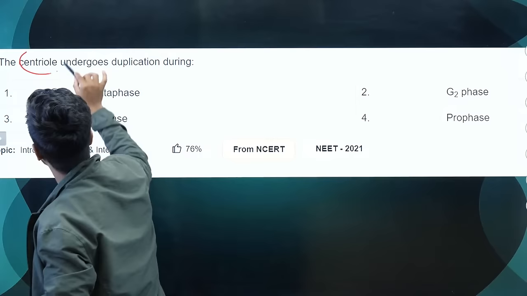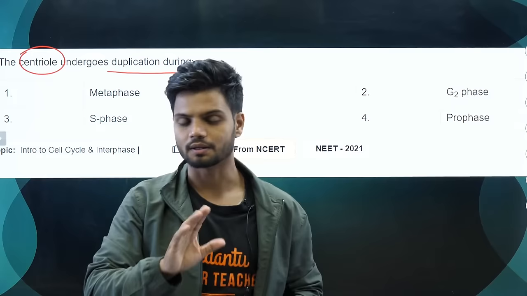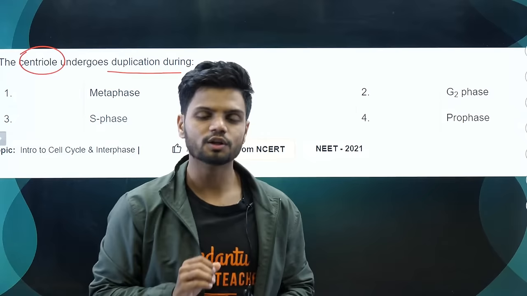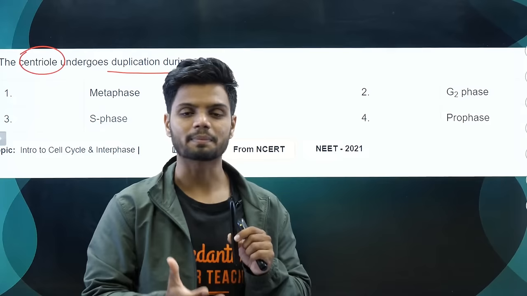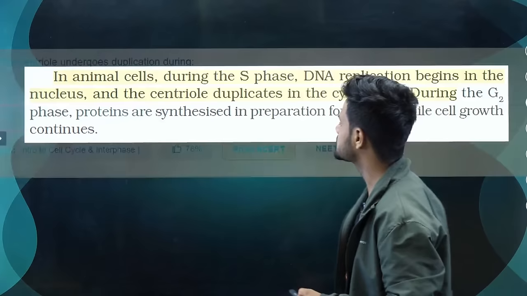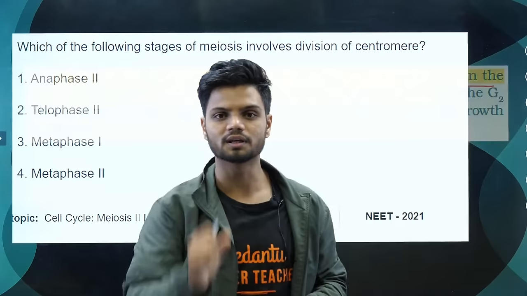Centrioles undergo duplication during. Now, centrioles are involved in pulling apart your chromosomes. Yes. Now, centriole duplication happens at G1 or G2, yes. If you read the lines of NCERT, along with the duplication of DNA, centrioles are also duplicating. Now, DNA duplication happens at which phase? Duplication of DNA happens in the S phase. So, centrioles also duplicate at the S phase. See here, DNA replication begins in the nucleus and centriole duplication happens in the S phase. Centriole duplication also happens in the S phase.